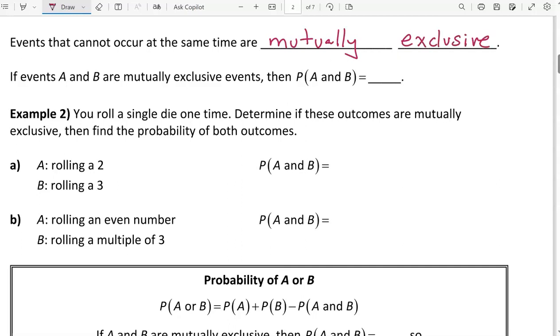So that just means that one event excludes the possibility of the other event happening. If two events are mutually exclusive, the probability of them both happening is 0, or the probability of A and B is equal to 0. So let's take a look at a couple of events here.